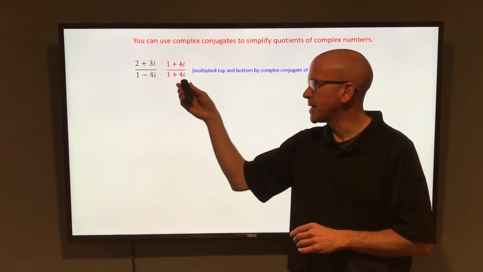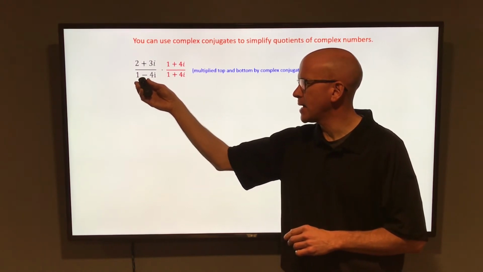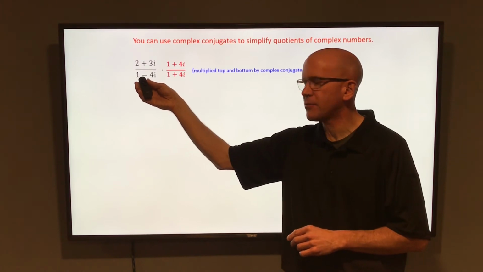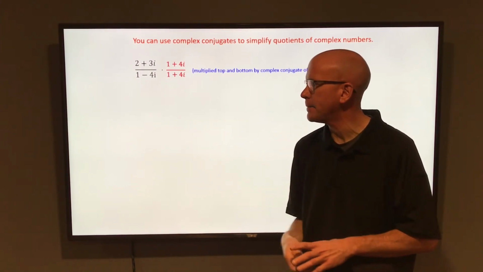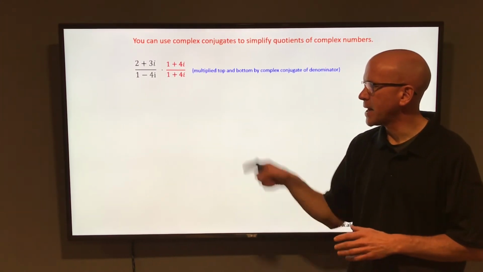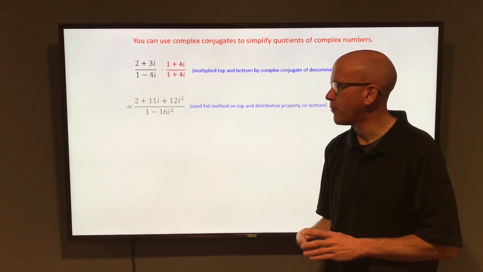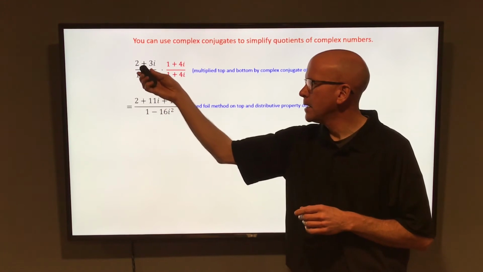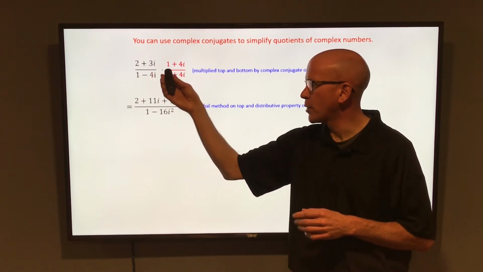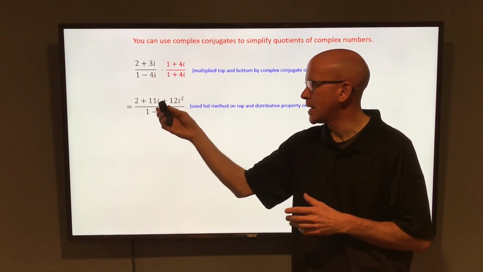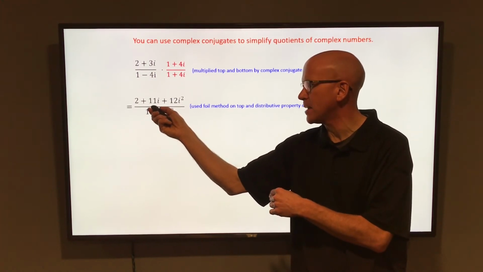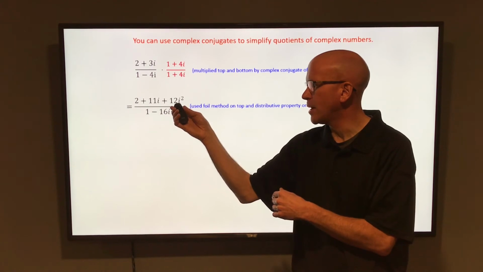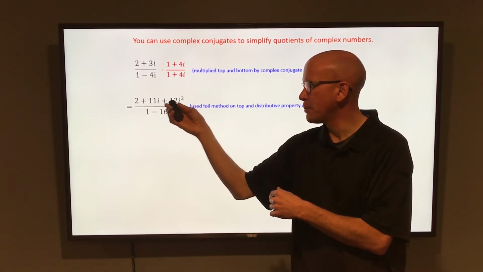So we have to multiply the top and bottom by the conjugate of the denominator when you have a complex number in the denominator that's a binomial, such as 1 minus 4i. So multiply the top and bottom by 1 plus 4i. We're going to use the FOIL method on top, so I'm going to skip over writing out the whole FOIL method here. Take 2 times 1 is 2, 2 times 4i be 8i, 3i times 1 is 3i, so the 8i and 3i in the middle, that's where the 11i comes from. And then the last term's 3i times 4i is 12i squared. So 2 plus 11i plus 12i squared.